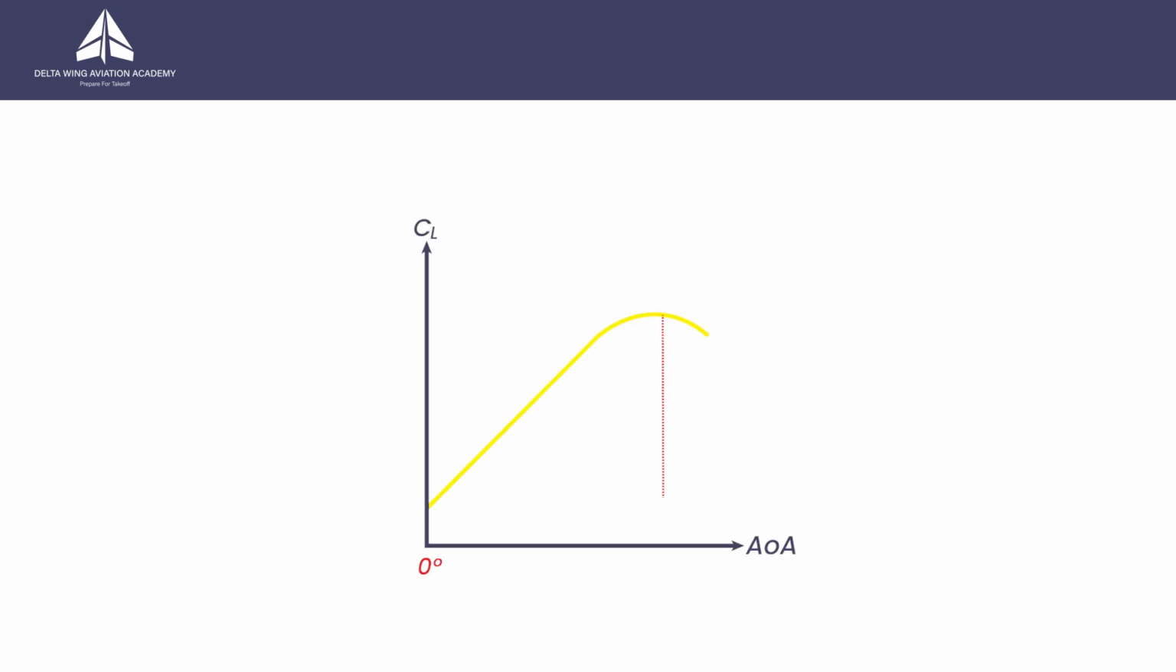This graph represents the coefficient of lift, which is the wing's ability to create lift versus the angle of attack. On a typical light aircraft, the stall occurs at about 16 degrees angle of attack.